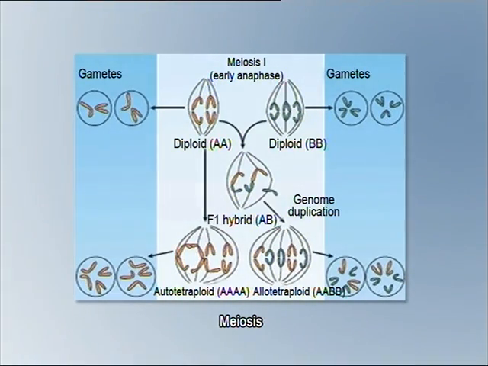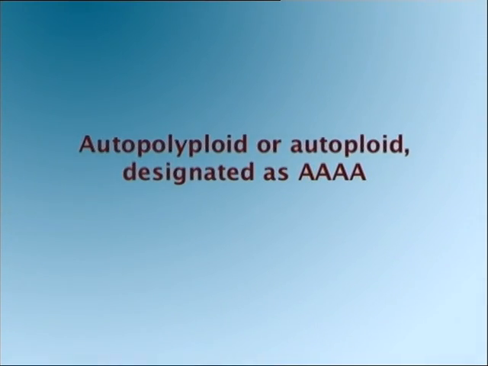If the diploid plants referred to in these two methods are distinct species whose genomes can be represented as AA, then the polyploids derived from them will be autopolyploids or autoploids designated as AAAA.